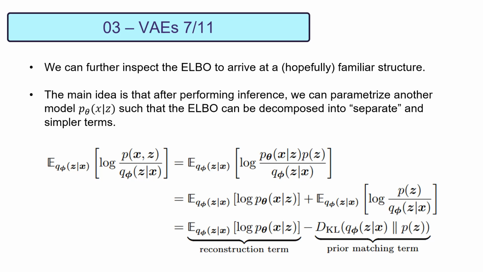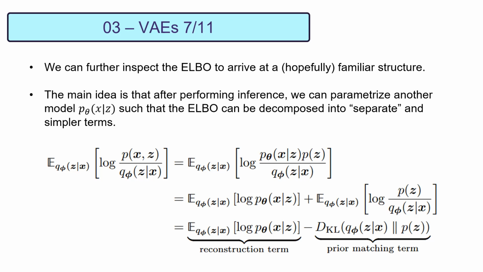We use our fabulous logarithm properties again. So we separate the fraction right here into two terms. So we have p theta of x given z divided by 1, times p of z divided by q phi. We split them thanks to the logarithm, and then we apply the expectation just like we did before, because it's linear. And so we get these two terms. And now these two terms just made the variational autoencoder.